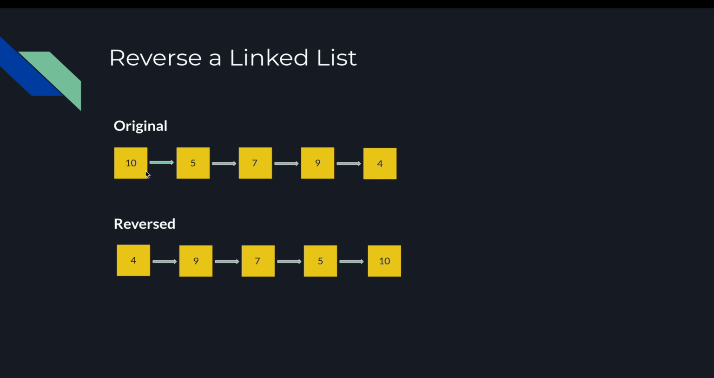For example, you can see the original singly linked list here that has the head node as 10, which is pointing to 5, then 7, then 9, and to the last node that has value 4, which is our tail node also, right? Now after reversing it, the tail node will become the head node, which will point to 9, 7, 5, and the original head node will now become the tail node.